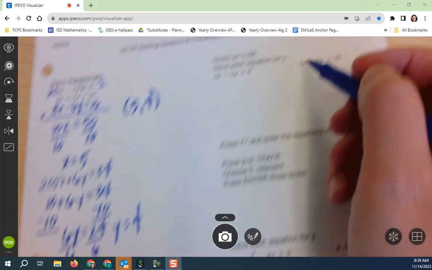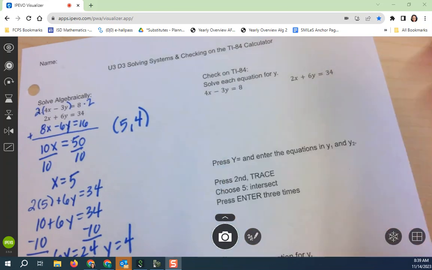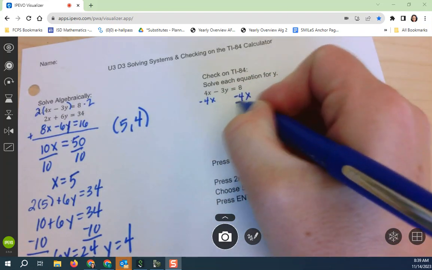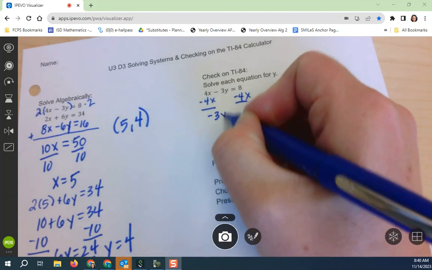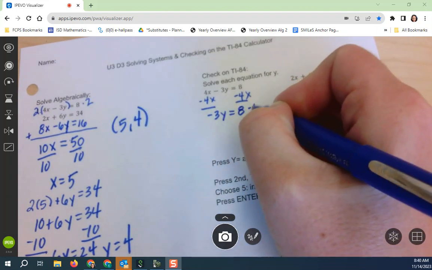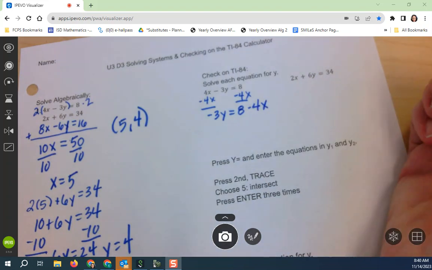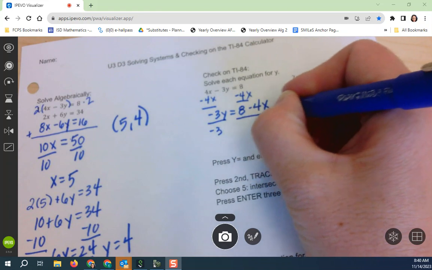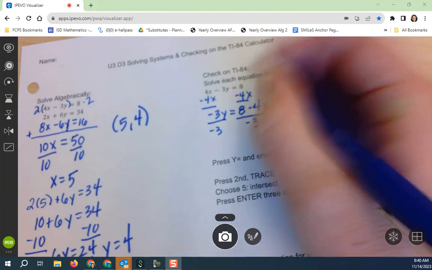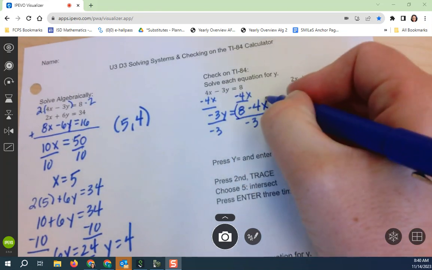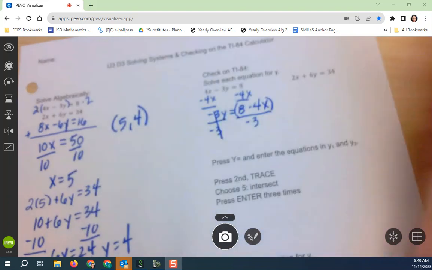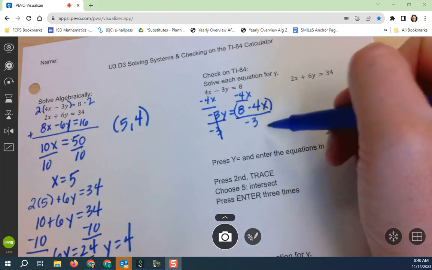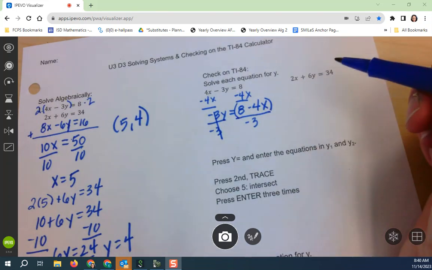Focus up here. To get this y by itself, I start by subtracting the 4x. And I have negative 3y equals 8 minus 4x. And then I have to divide by negative 3. And when you divide this whole thing by negative 3, your calculator is going to want you to have parentheses to keep your numerator together. Okay? So y equals 8 minus 4x all over negative 3. And we're going to put that in the calculator in just a minute.